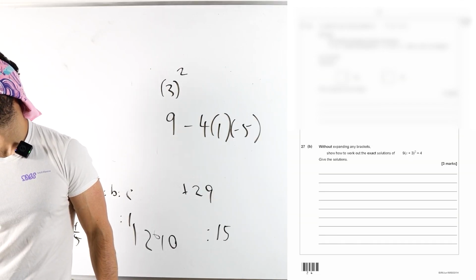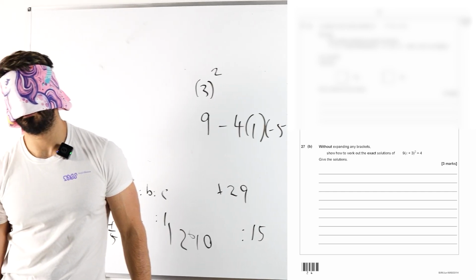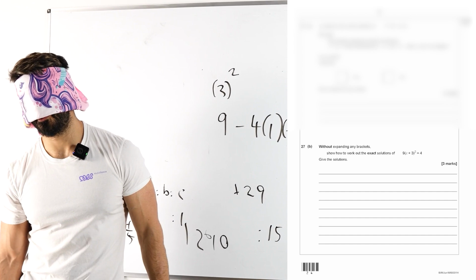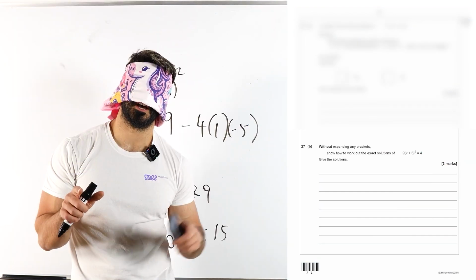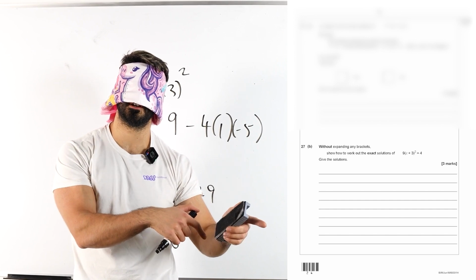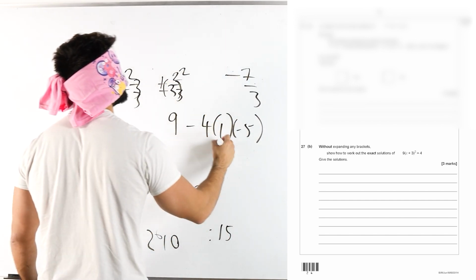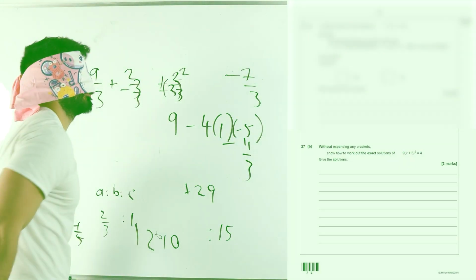Show how to work out the exact solutions of 9 within brackets x plus 3 squared. So it's x plus 3 whole squared equals 4. So 9, 4. You divide by 9, 4 ninths, you square root, plus or minus 2/3. Plus or minus 2/3 minus 3. Then minus 9 minus 2 is minus 11/3. Those are my two solutions.